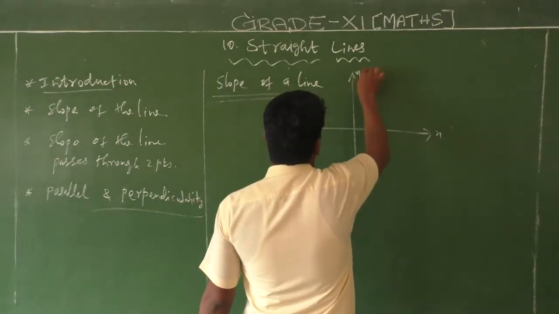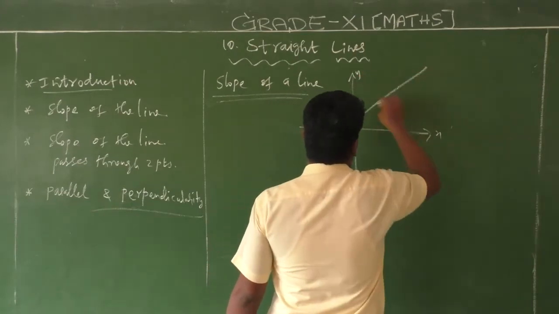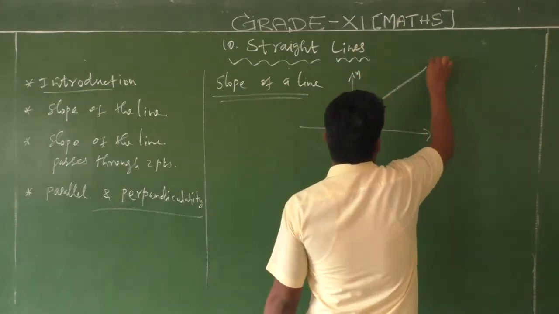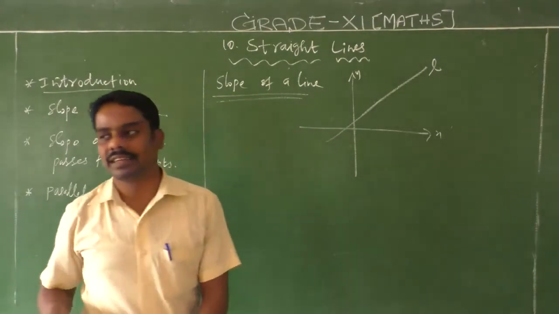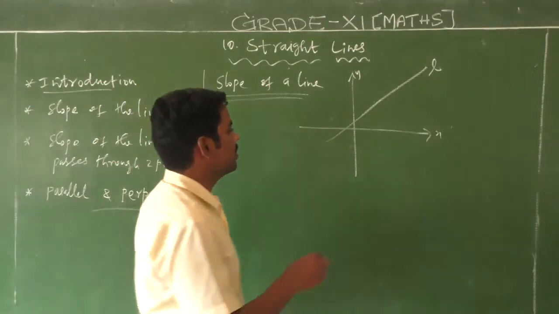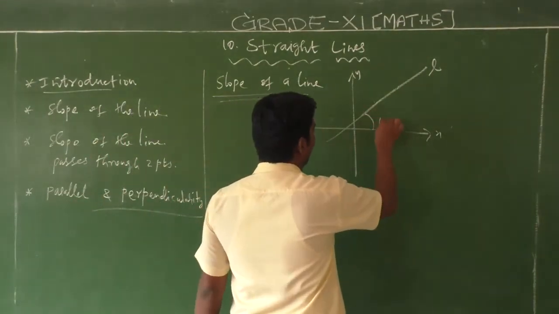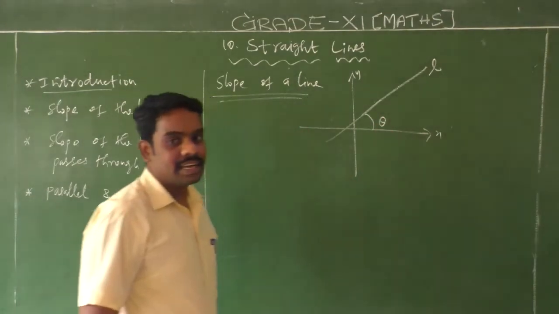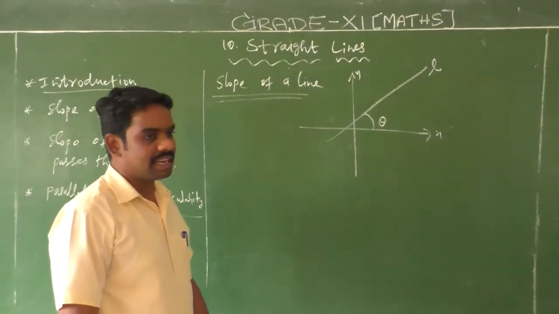Draw the line L. This is a straight line, which I consider as L. The angle is theta. Theta is an inclination, the angle of inclination.